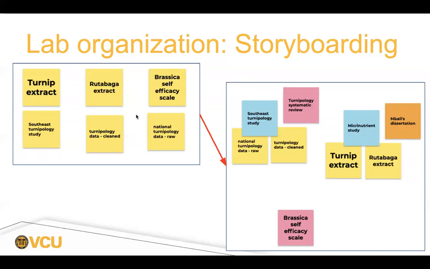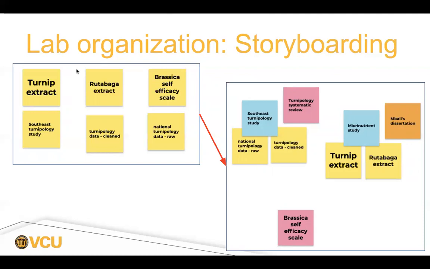So you might have people put a lot of post-it notes or virtual post-it notes of all the different topics that they're working on. Just put up a lot of topics and brainstorm out all the different specific aims, all the different data sets, all the different projects that you're working on. So you can see on the left, in my imaginary project, we're looking at rutabaga extract and turnip extract and the turnipology study. Turnipology is not a real word. So we're brainstorming all the different specific aims within this turnipology research.